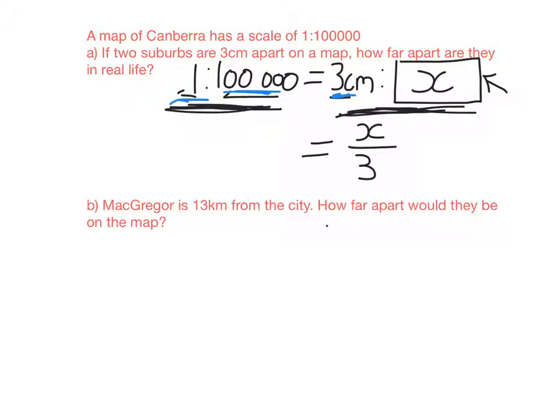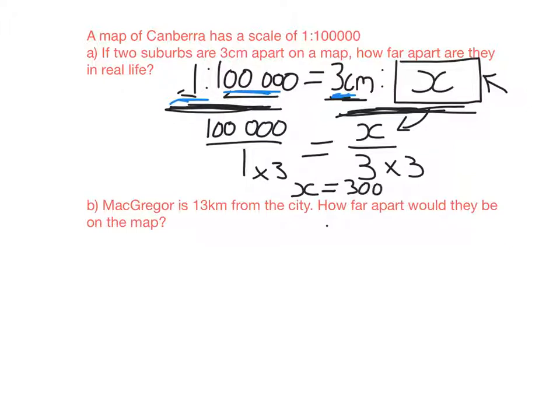here. Now, because I wrote the real life quantity on top of the fraction here, I have to write the real life quantity on top of the fraction here. So now I've just got an equation. It's easy to solve. I just times each side by 3. So you can see I get the same result whichever method I used. Now the thing is that because this is 3 centimetres, x is 100,000 times 3, which is 300,000 centimetres.